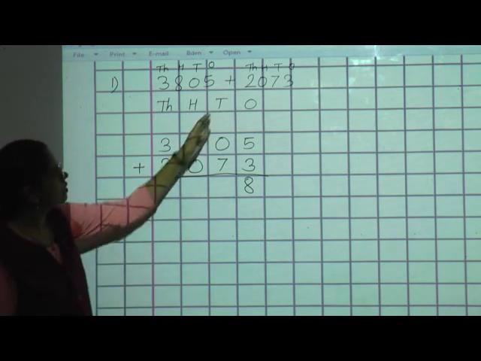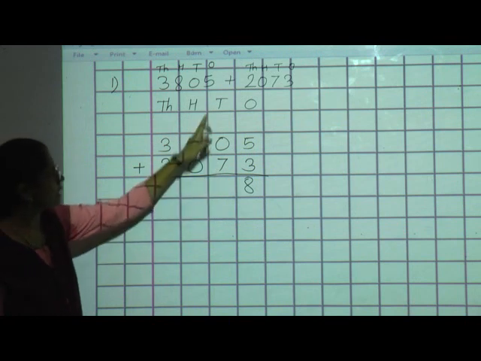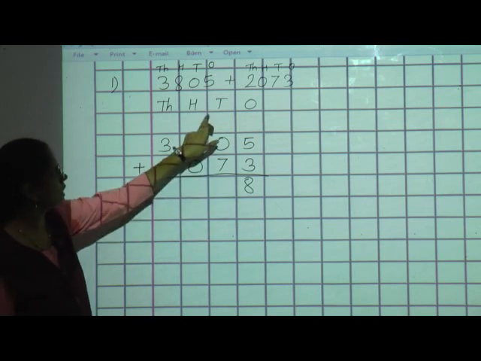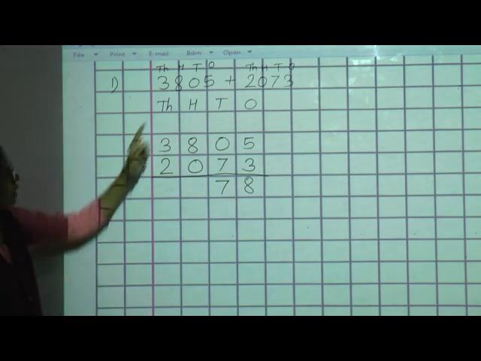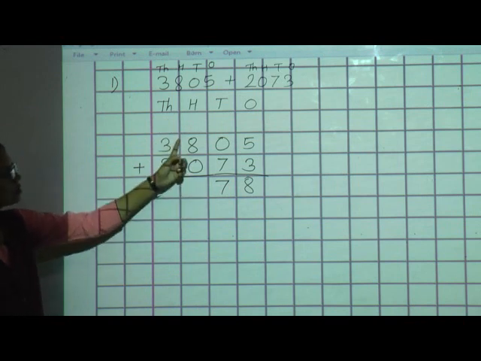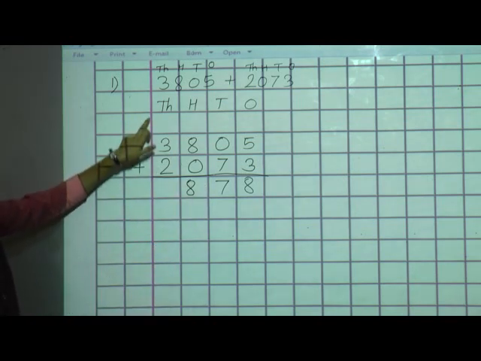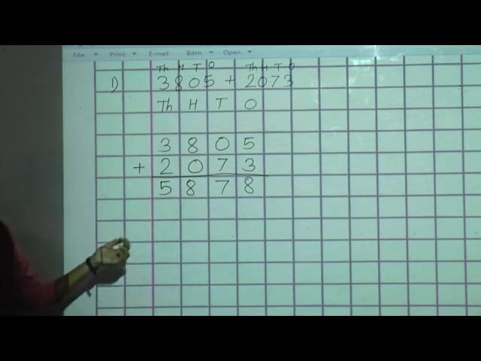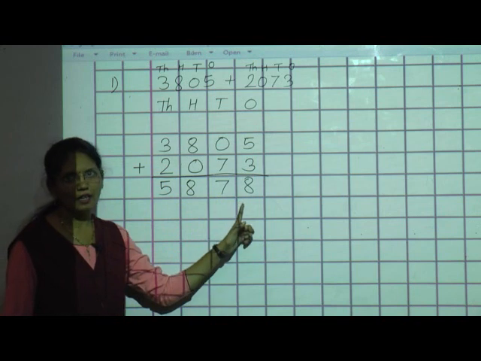Okay, then we will see the tens place numbers. At tens place which numbers are there? 0 and 7. 0 tens plus 7 tens, so 0 plus 7, 7. Now see the hundreds place. At hundreds place here 8 is there, here 0 is there. So 8 plus 0, 8. And at thousands place 3000 plus 2000. 3 plus 2, very easy, 3 plus 2, 5. So what is the answer? The answer is 5878. This is our answer.